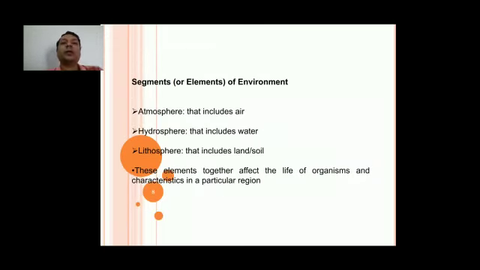Segments or elements of the environment: there are three segments or elements of the environment: atmosphere, that includes air; hydrosphere, that includes water; lithosphere, that includes land or soil. These elements together affect the life of organisms and characteristics in a particular region.